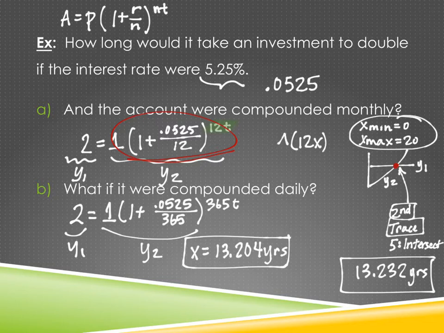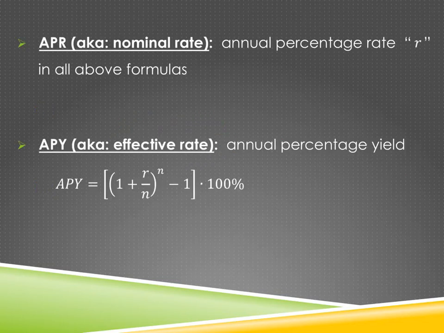A couple of vocabs: nominal rate and effective rate. You've probably heard of APR and APY, even if you don't know what they are, because they're commercialized. You see it on commercials all the time about financing. You've got 0% APR financing for up to 60 months, right? Or they'll say the APY, or the annual percentage yield, is 0.9%.